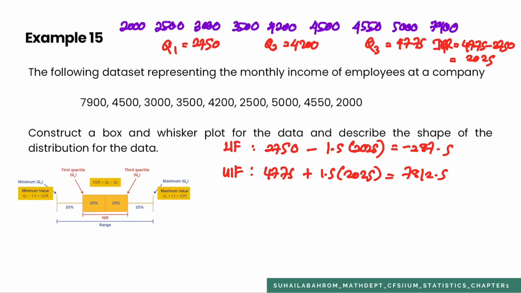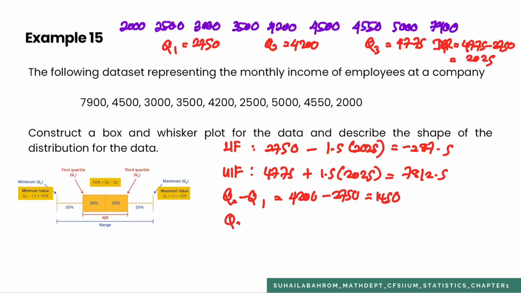Since we have everything here, it's better to check the difference between the second and the first quartile, as well as the difference between the third and the second quartile, to know which one is longer. Let us check the difference between Q2 and Q1. Q2 is 4200 minus Q1, 2750, and you will get a difference of 1450.